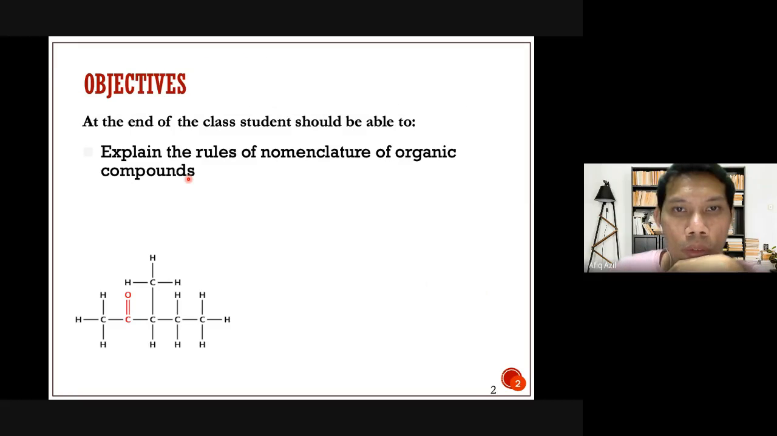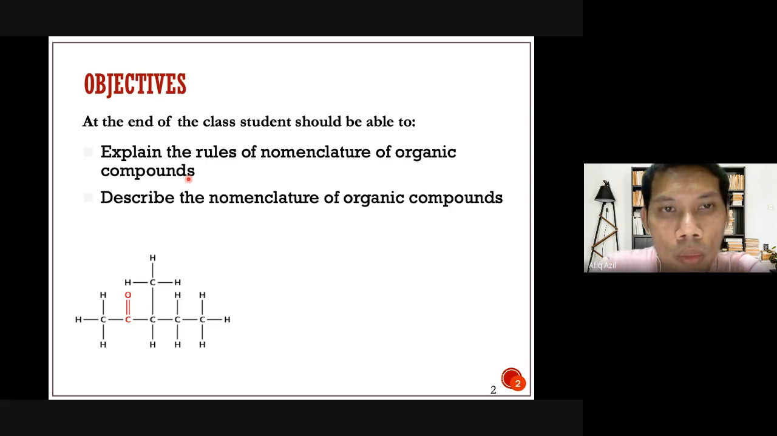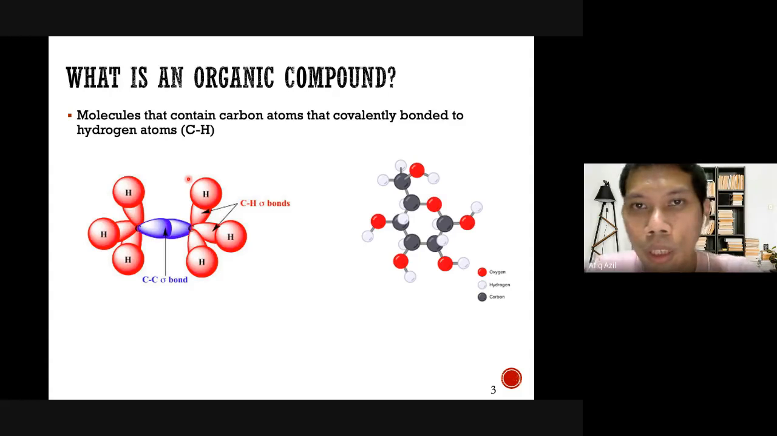So the objective or the outcome for this unit, the first is that you should be able to explain the rules of nomenclature for organic compounds. And second is to describe the nomenclature of organic compounds, given that if a structure is given, you should be able to name it, or if the name of the compound is given, you should be able to draw the structure. So it's vice versa.